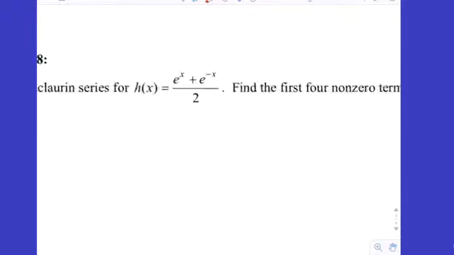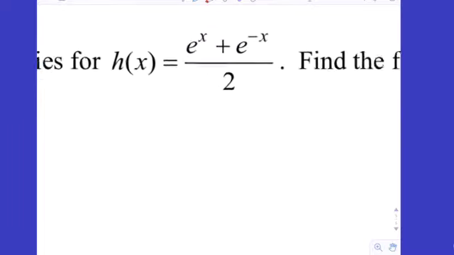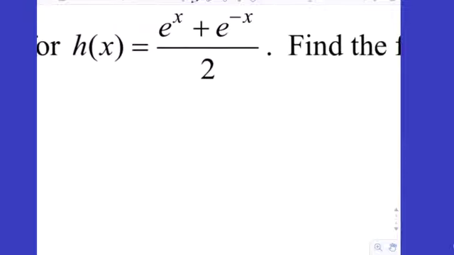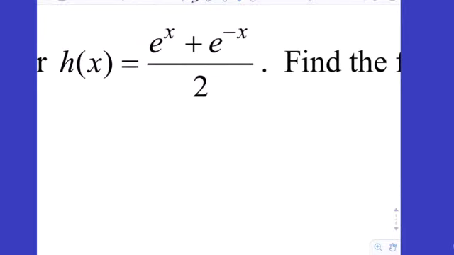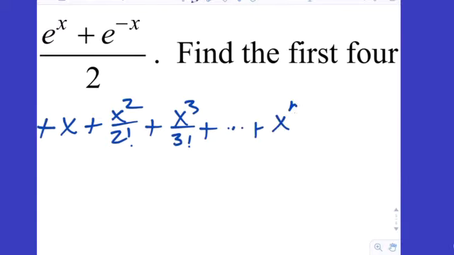Okay, sweet. Find the Maclaurin series for e to the x plus e to the negative x over 2. Find the first 4 non-zero terms and the general term. So this is another one of those building because it's a Maclaurin series. So which one are we going to start with on this one? E to the x. Let's write e to the x out. E to the x is 1 plus or minus. Does it alternate? It does not alternate. Good. 1 plus x plus, and then the pattern picks up, x squared over 2 factorial plus x cubed over 3 factorial plus dot, dot, dot, plus x to the n over n factorial plus dot, dot, dot.